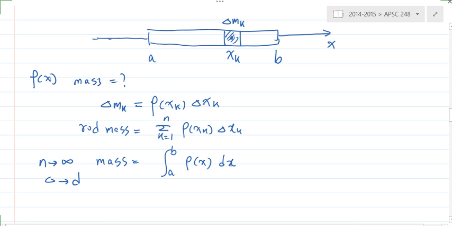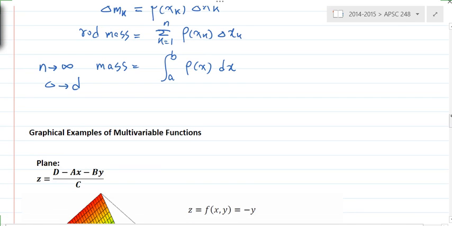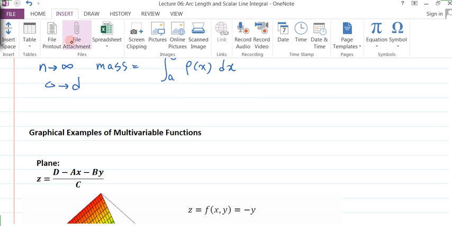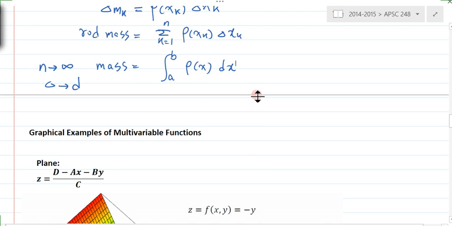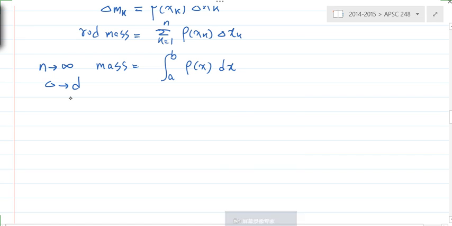Now the same question comes to 3D. What if it's not a straight rod in 2D, but actually a curve in 3D space? What's the mass of that?